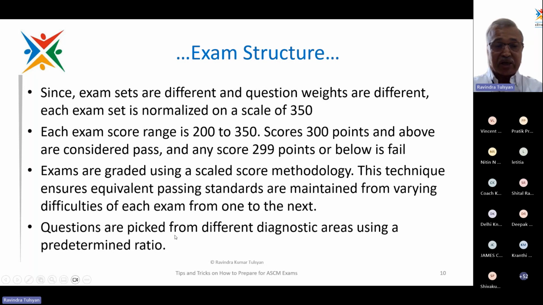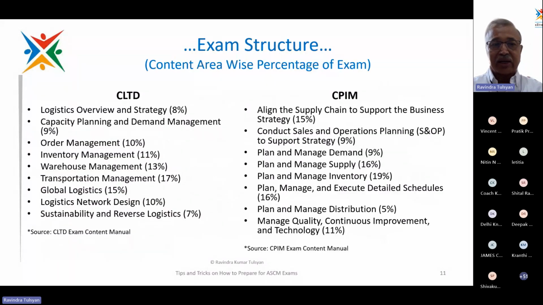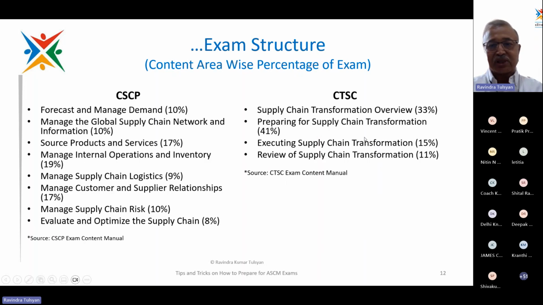The questions are picked from different diagnostic areas using a predetermined ratio, right? So there is a ratio for how questions are picked, and you have to be very careful about that. These ratios are specified in the exam content manual. You can see that different exams have different areas and different percentages of questions from each area. There's a list for CLTD, for CPIM, for CSCP, and for CTSC. So from each area you get a certain number of questions, a weightage.